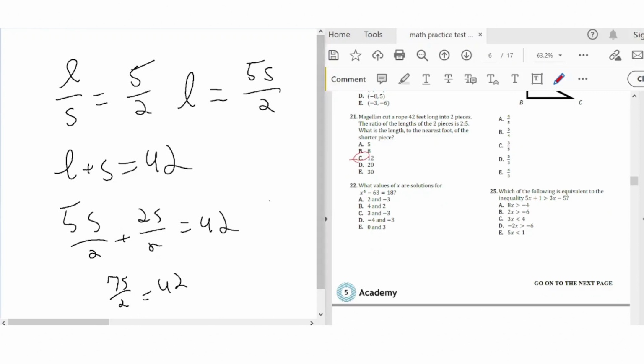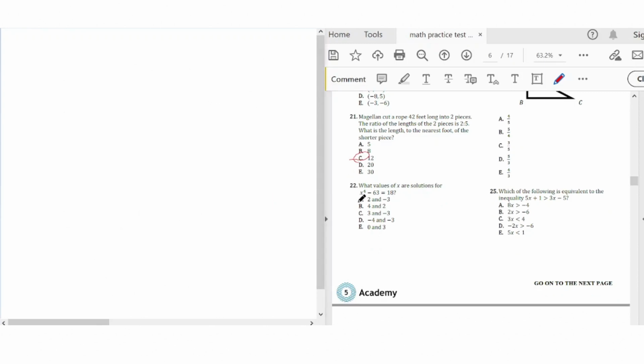Moving on to 22. What values of x are solutions for x to the 4th minus 63 equals 18? Okay, so the way I would tackle this is we can actually factor. So we have x to the 4th minus 63 equals 18. Let's set this equal to 0 and see what happens. Now look at this. x to the 4th and 81 are both squares. This is a difference of squares. We know how to express this.